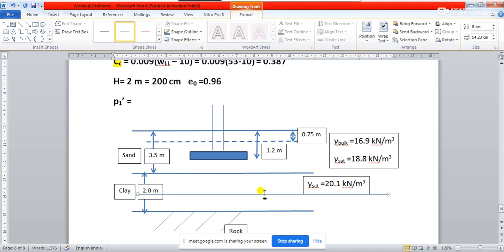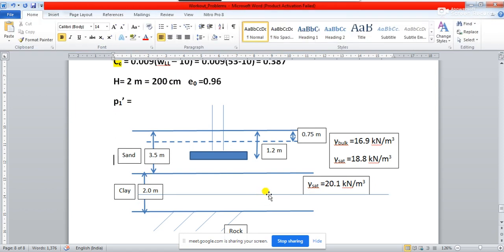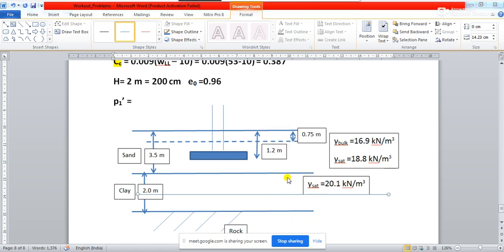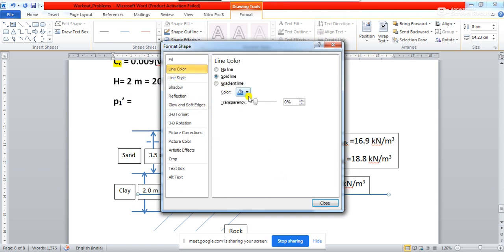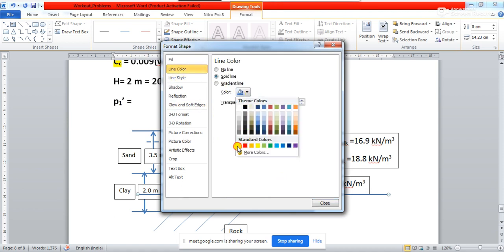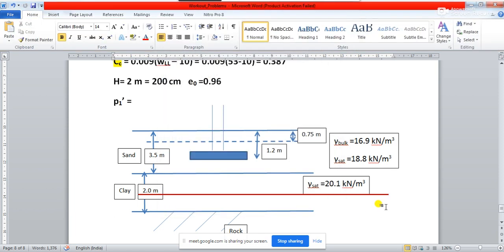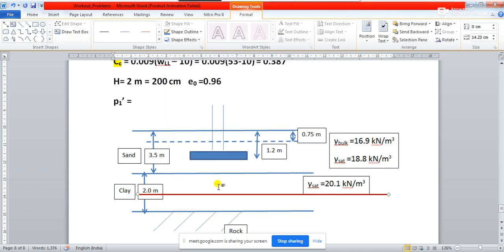So at the middle of the clay stratum, let us draw this middle of the clay stratum. Okay, so this is actually your middle of the clay stratum. Let me change the line color, then it will be more perfectly understood. So this is your middle of the clay stratum, let's say.